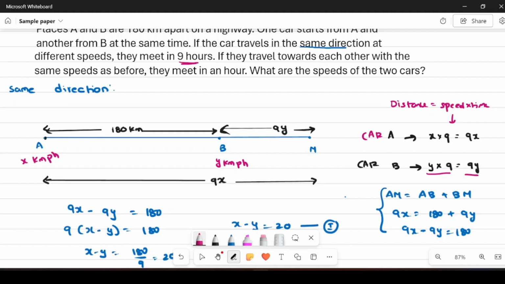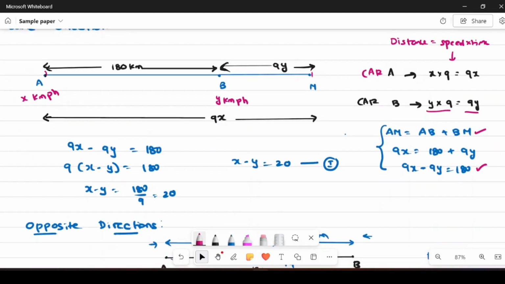So from the figure, if you see, AM is nothing but AB plus BM. AM is equal to AB plus BM. So 9x is equal to 180 plus 9y. 9x minus 9y is equal to 180. If you take 9 common and then divide, we'll get x minus y is equal to 20. This is our first equation.